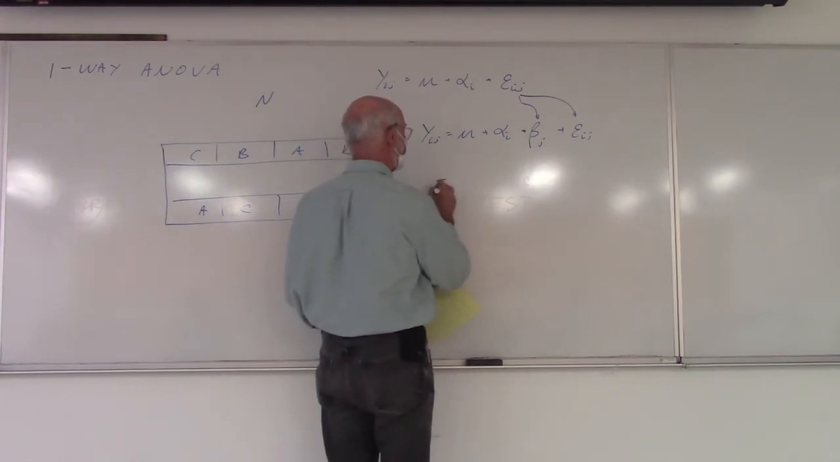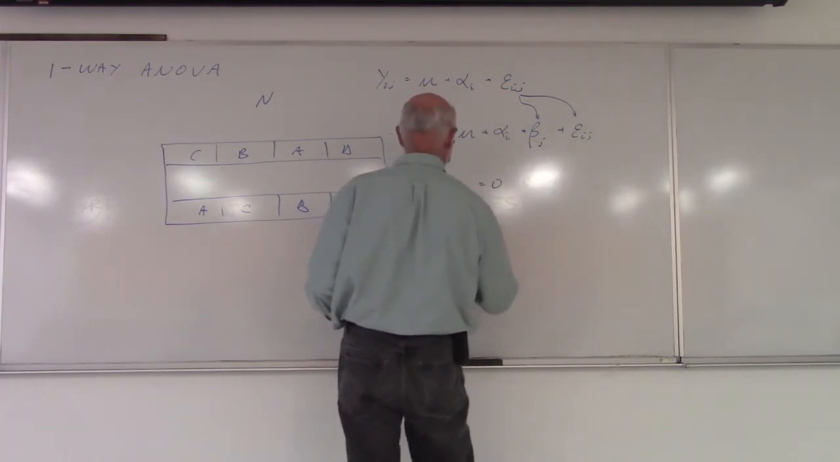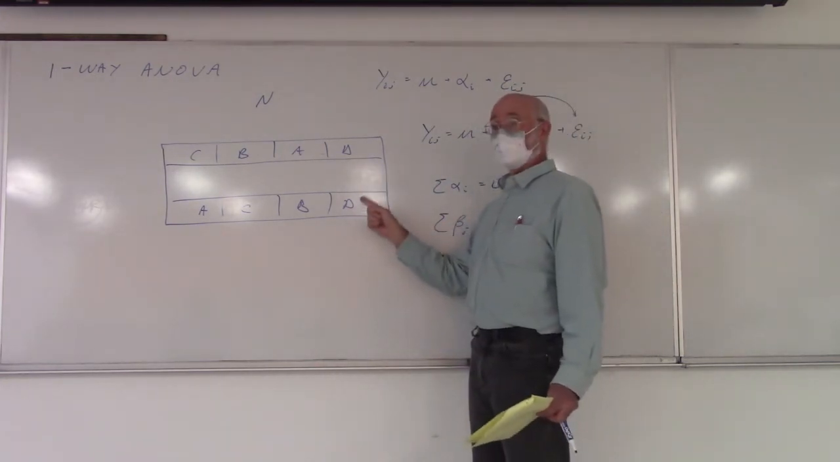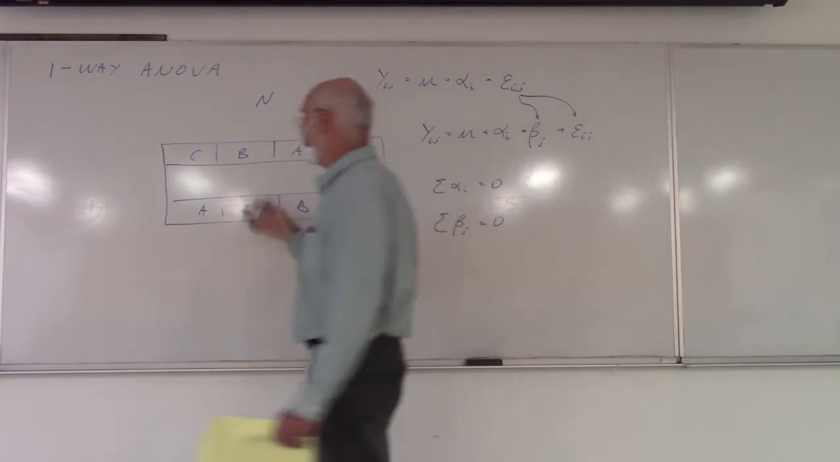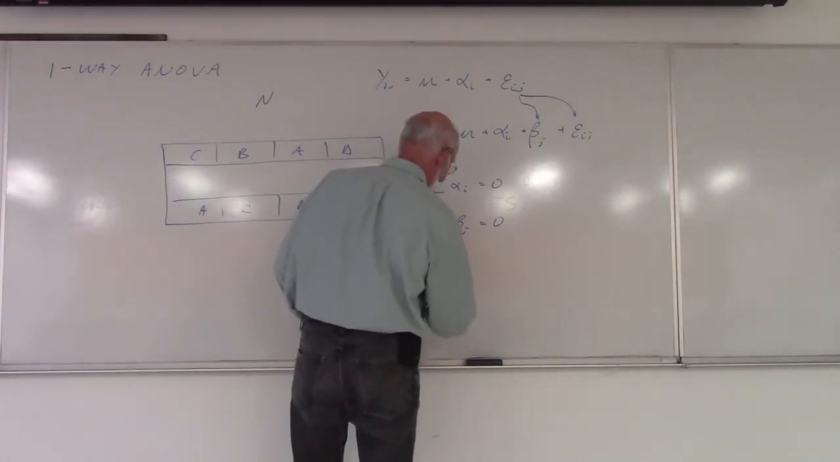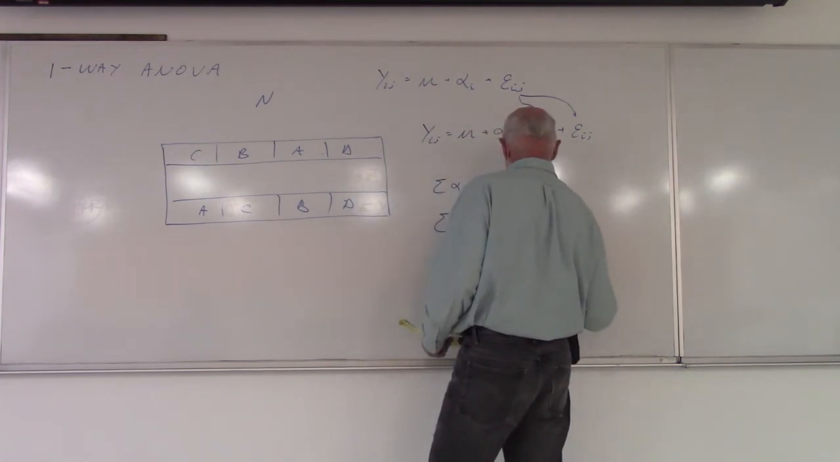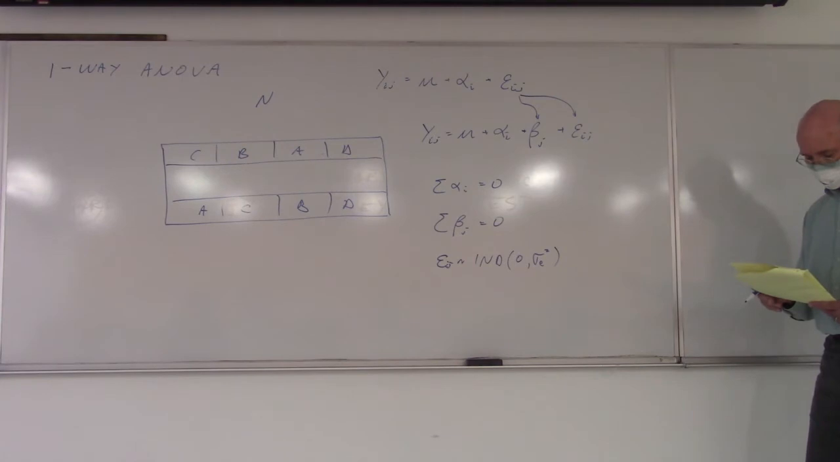Just like before, I'm going to assume that the sum of all the alpha i's is equal to zero, and that the sum of all the beta j's is equal to zero. So I'm really looking at the difference from one side to the other. I'm looking at the effect of bench, of block, on my results, and I'm subtracting that variability out. And then I have to assume that my epsilon ij's are identically normally distributed with mean zero and variance sigma e squared. But that's the same assumption that we had before. Okay?